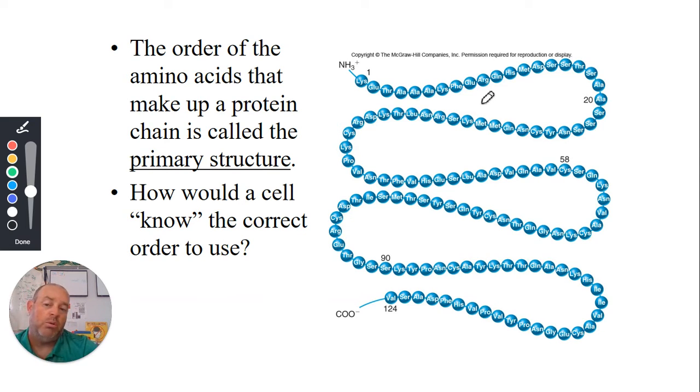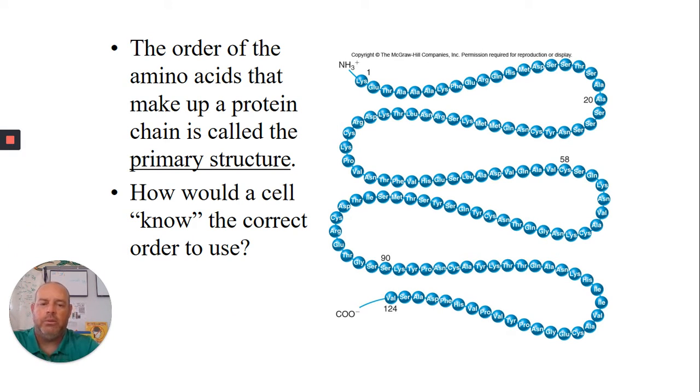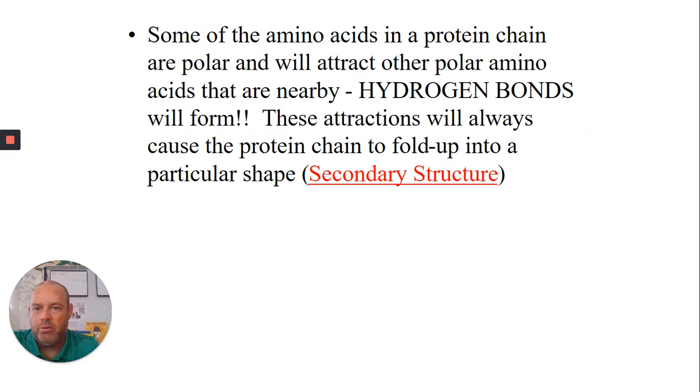How would a cell know the correct order to use? Well, I kind of told you about that a second ago. It's based on the order of the bases, the A, C, G, and Ts, that's in DNA, okay? That's really, the DNA is the instructions. And so that's how we're going to know this.